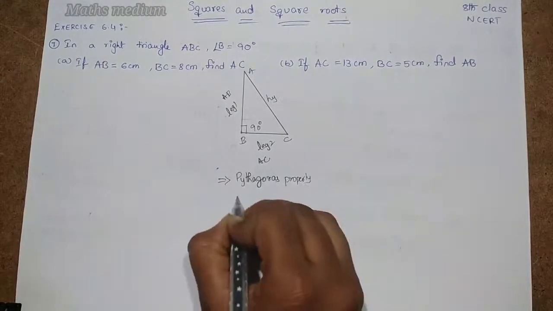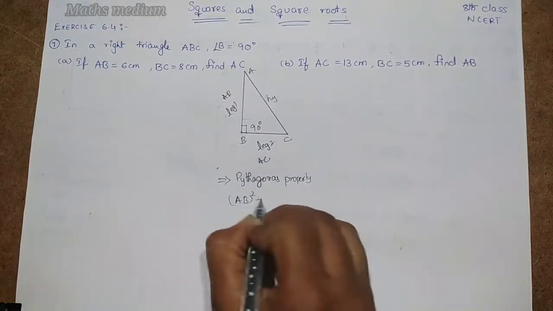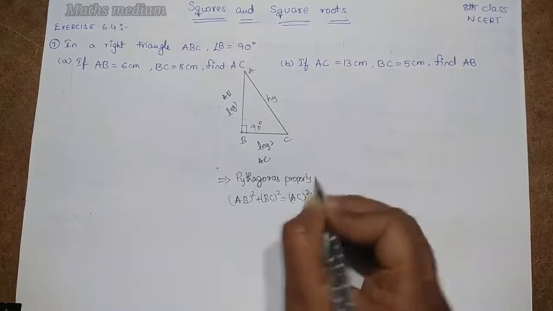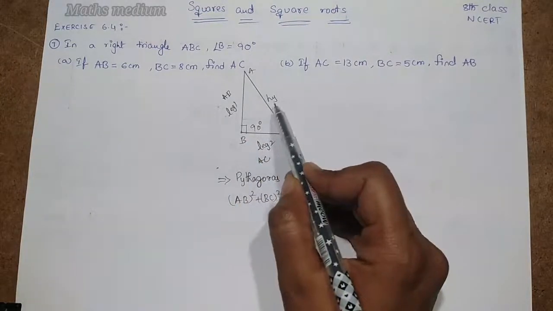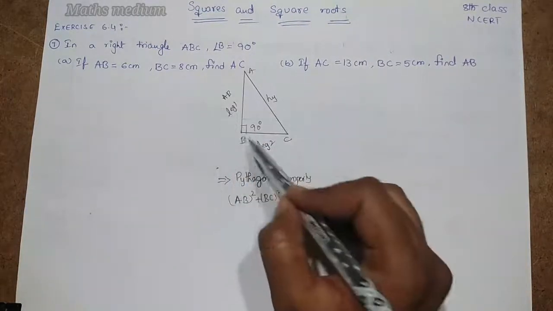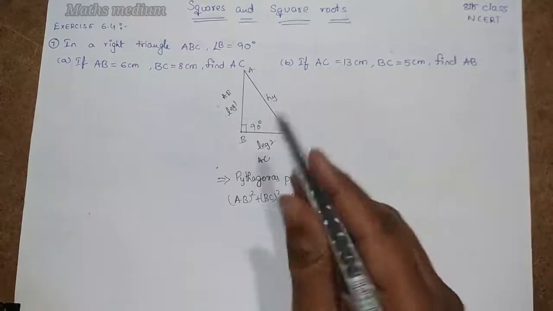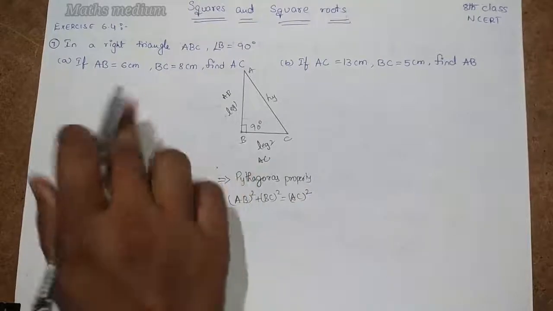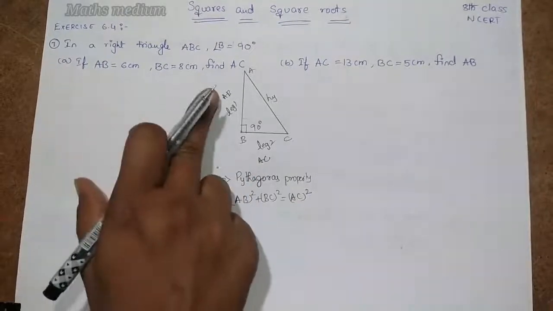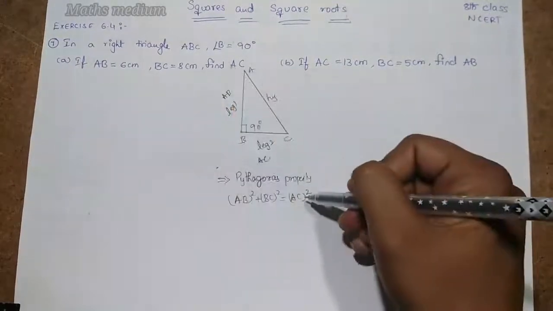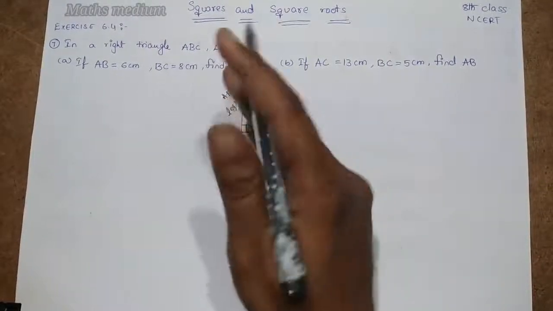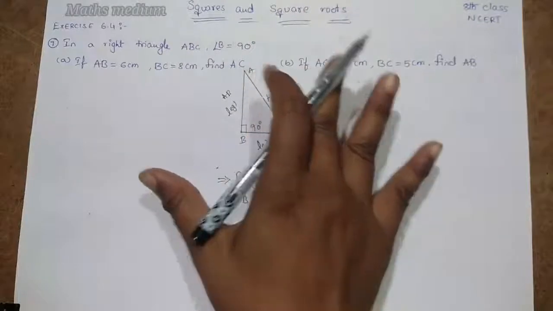It means AB square plus BC square is equal to AC square. It means hypotenuse square is equal to the sum of the squares of each leg. So, by using that property, we have to find the given one. But here, what is useful to us is AC. Here is AC square. So, in order to find AC, we have to take the square root. That is what we have to learn here.